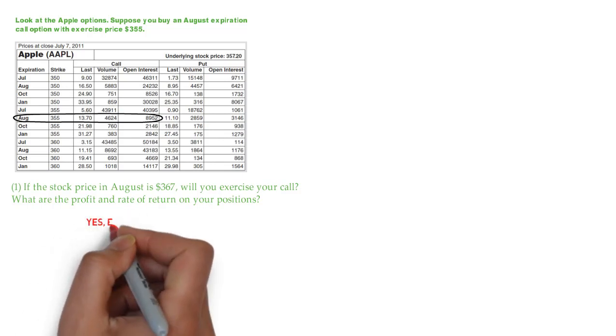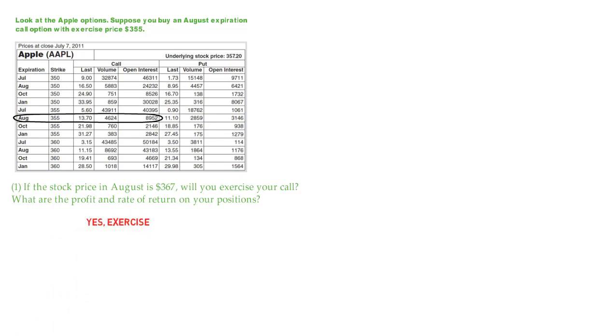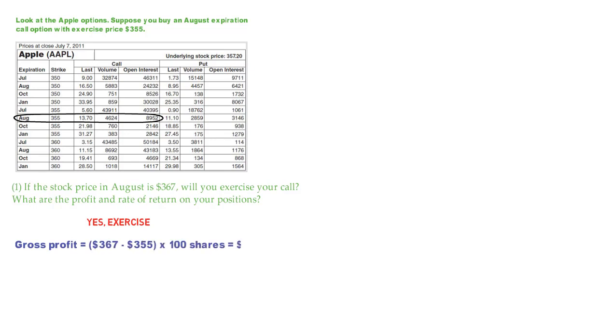Yes, the option will be exercised. The rule is, as long as the stock price at expiration exceeds the exercise price, it makes sense to exercise the call. Here's the calculation. Gross profit would be the current market price 367 minus the exercise price, which is 355, times 100, because one option equals 100 shares. That gives you $1,200.